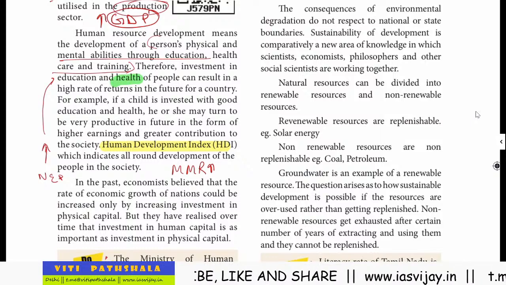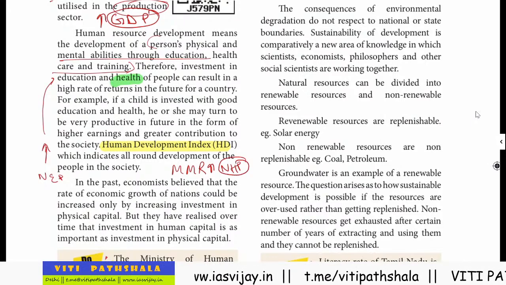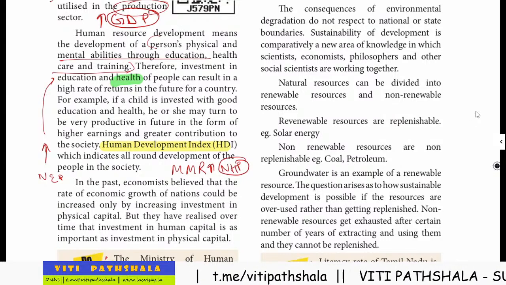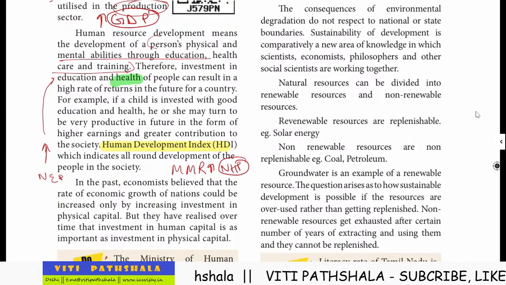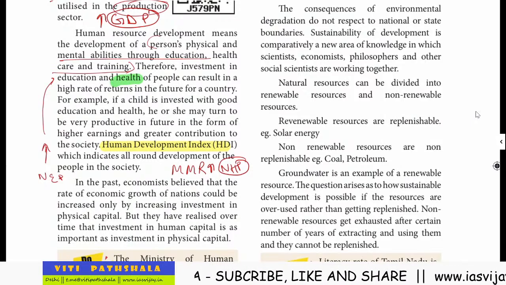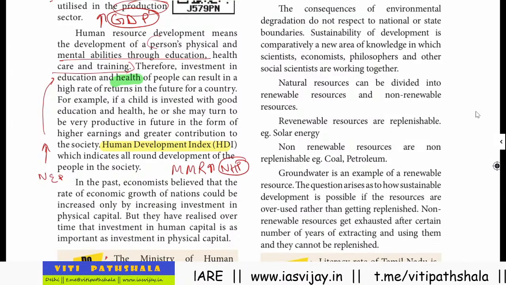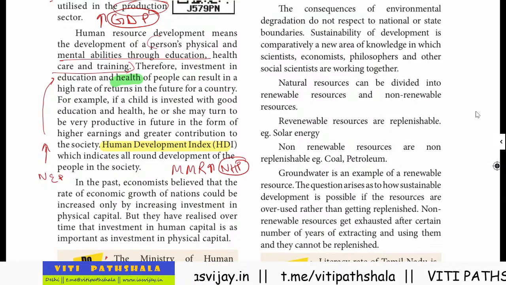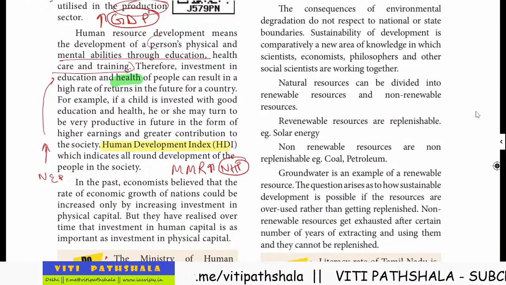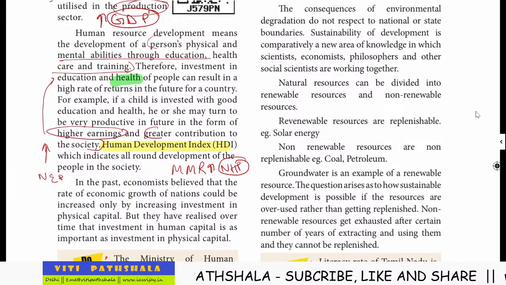And the National Health Policy focuses on nutrition and on developing human resource. For example, if a child is invested in with good education and health, he or she may turn out to be very productive in future, in the form of higher earnings and greater contribution to society.